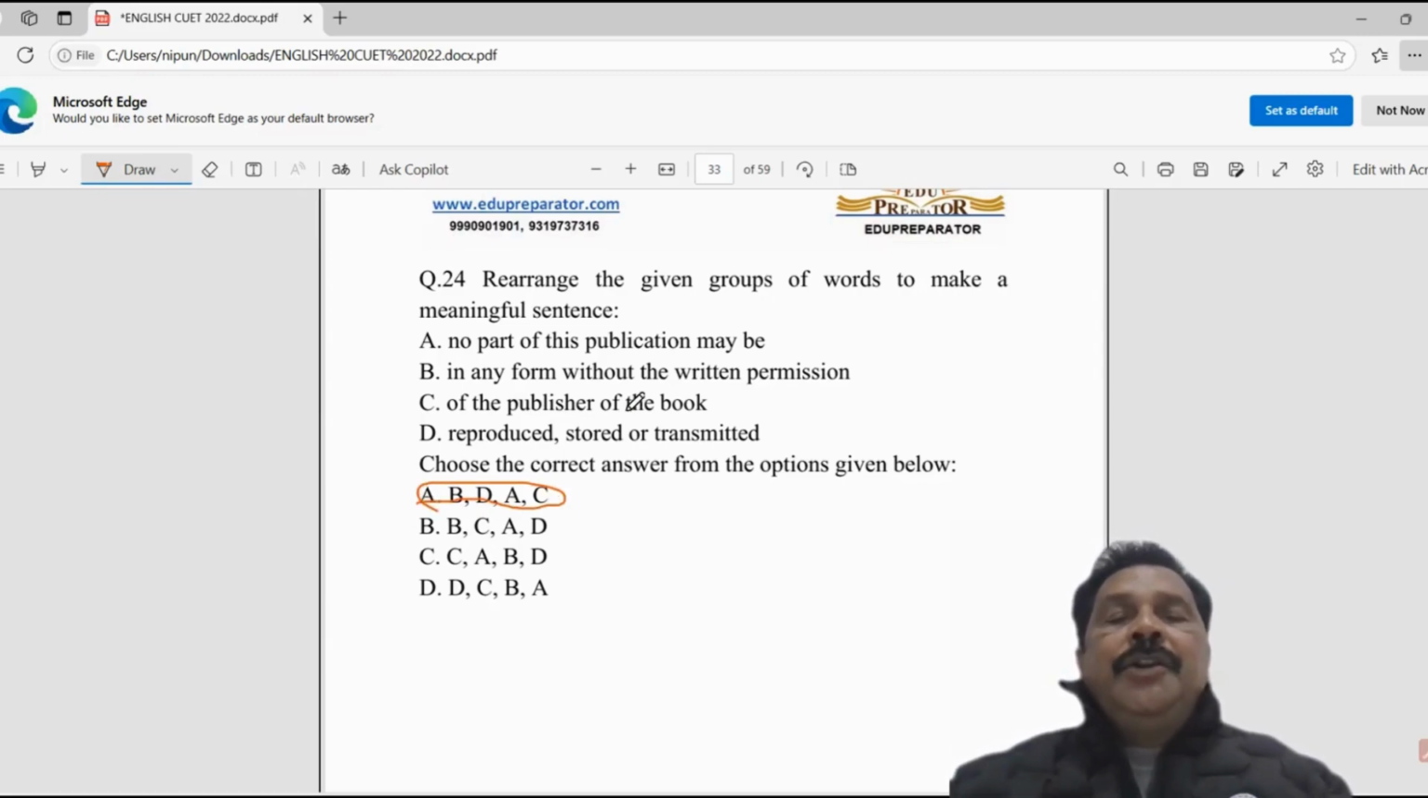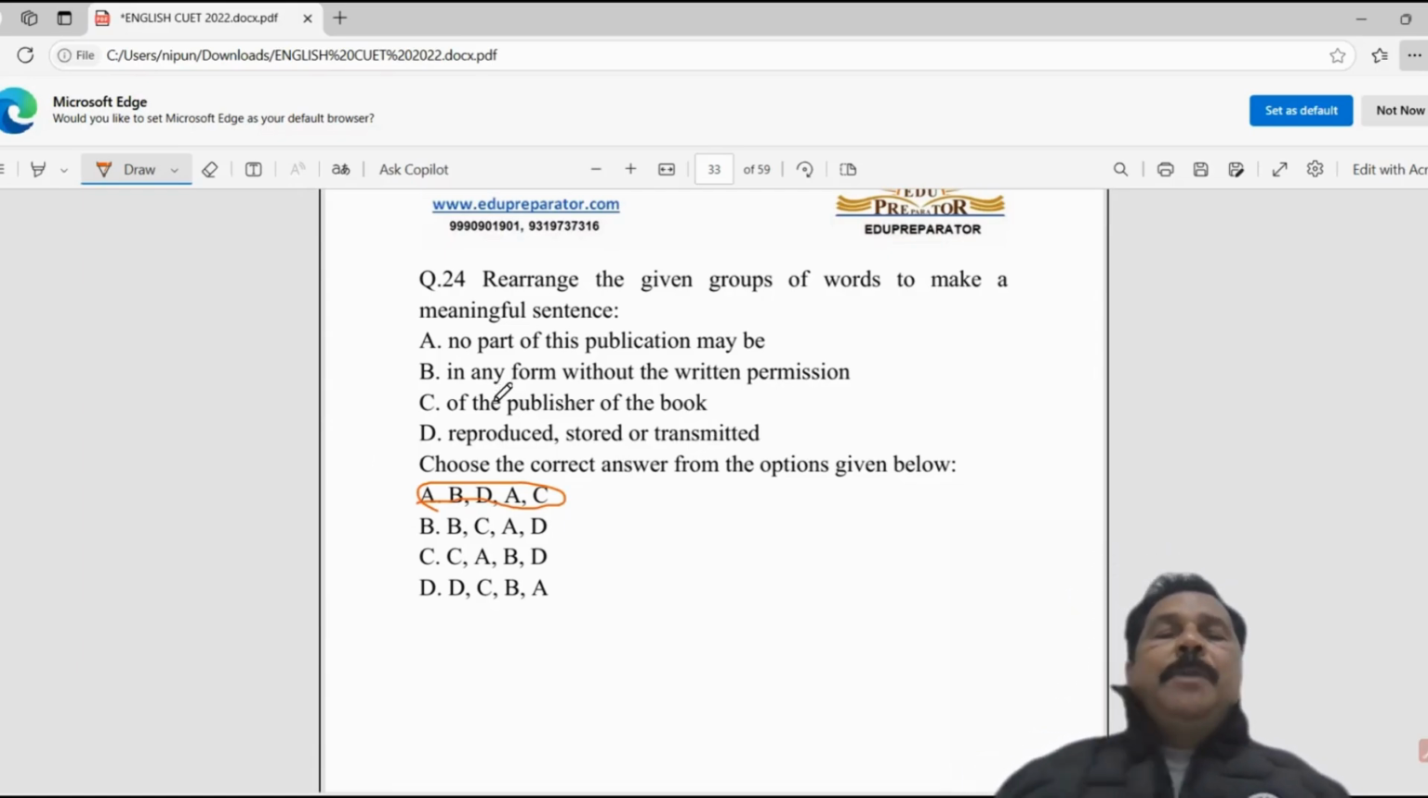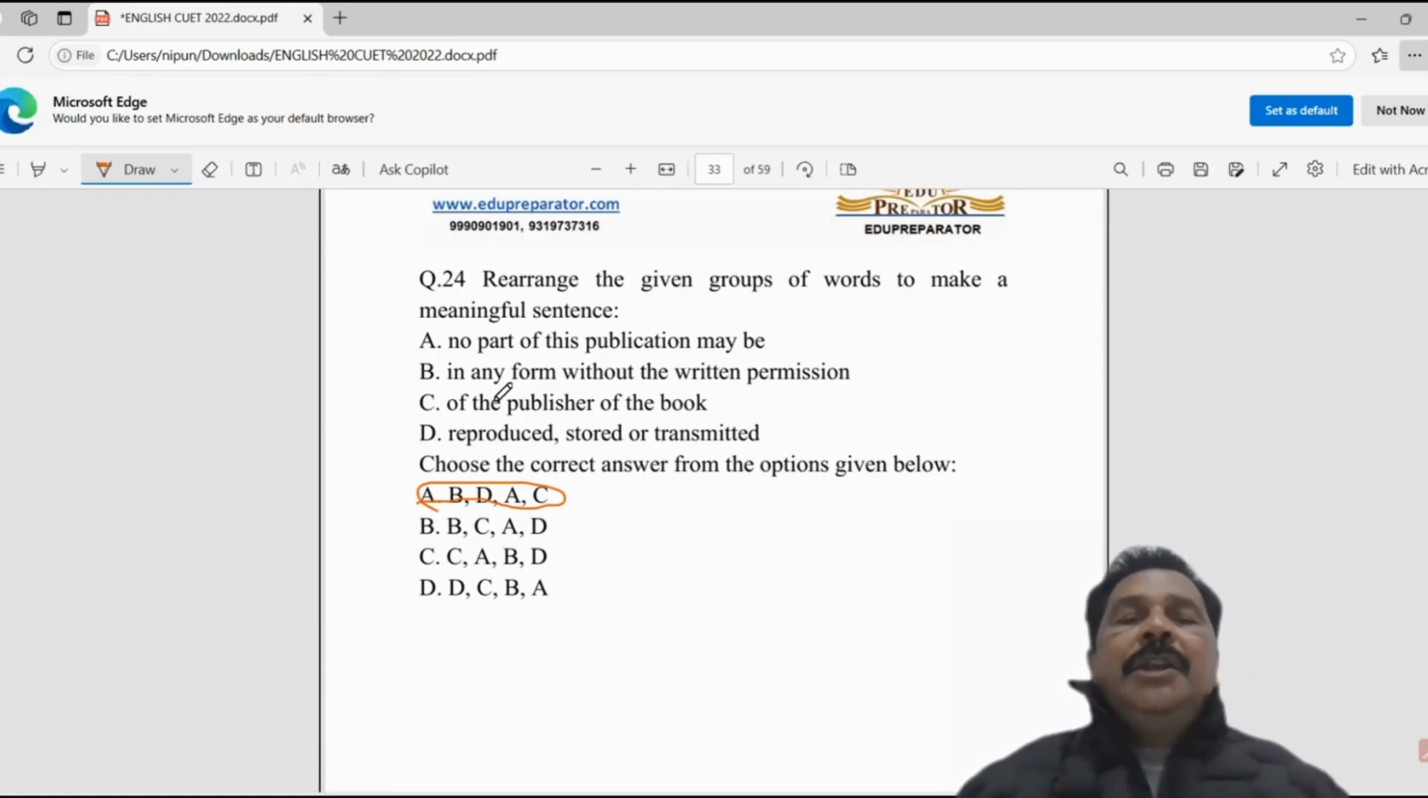Start with the B, in any form without the written permission, then automatically it will come reproduced, stored, or transmitted of the publisher of the, no part of the publication may be in any form without the written permission.